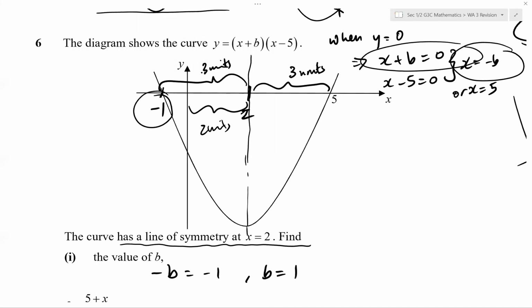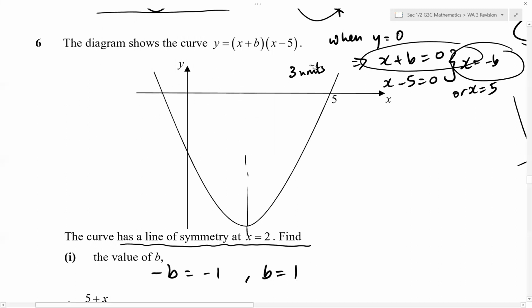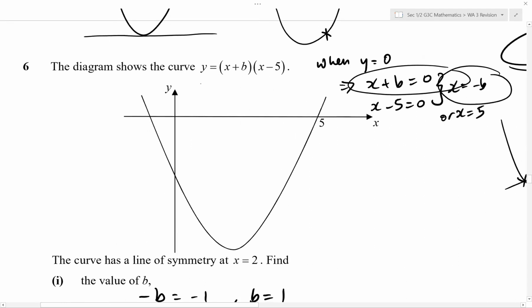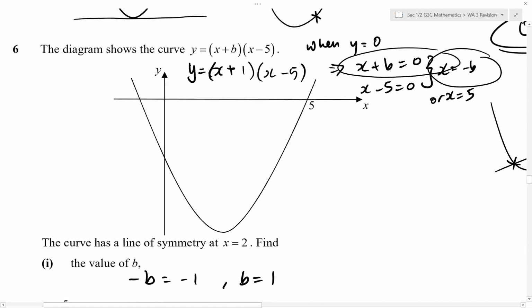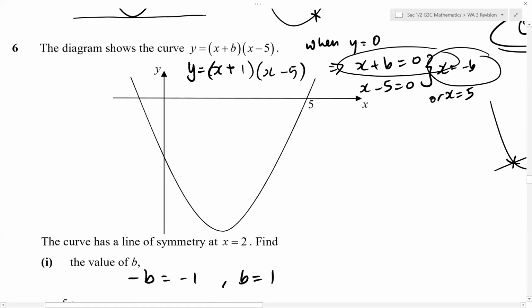If you are confused about this portion, you just need to substitute back into the original equation. Ask yourself, when y equals x plus 1, because that's what we are saying b is, we are saying that b is 1, and x minus 5, what would your intercepts be? In this case, your intercepts will be x equals negative 1. Yeah, that's correct. As well as x equals 5, as shown.